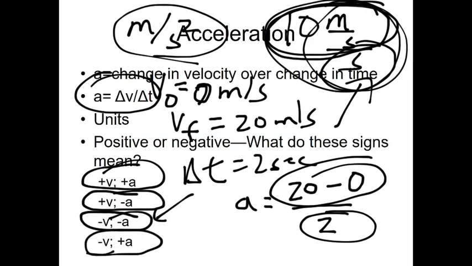This one, the negative velocity tells you that it's moving to the left. The positive acceleration tells you it's accelerating in the opposite direction of motion. That tells you that it's slowing down. When the velocity and acceleration have opposite signs, the object is slowing down.